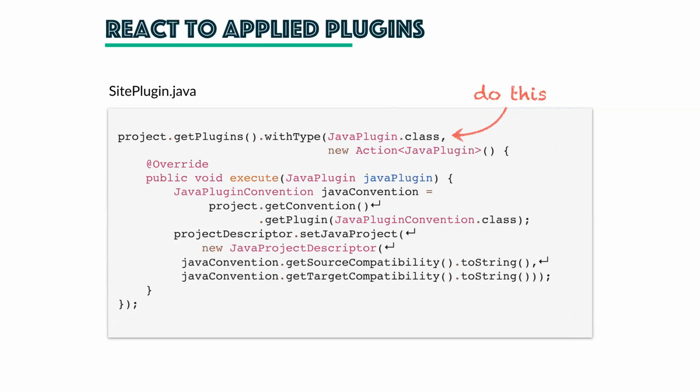So we can see here, we can say project, give me all the plugins that are part of this build script. If you encounter the plugin of type Java plugin, then configure it in a certain kind of fashion. And that's a good way to defer the configuration logic, but also only react to some logic that actually has been applied.